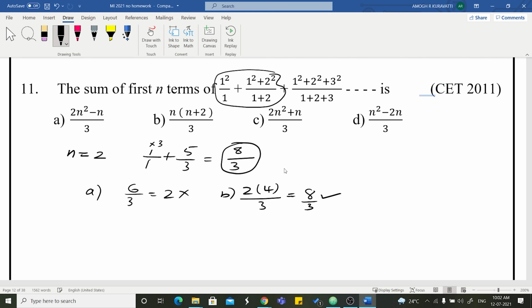Is this it? Look at option C. Option C, n is 2, 2 square 4, 2 2s are 4... 2 square 4, 2s are 8, 8 plus 2, 10 by 3. Wrong. Option D, put n is 2, 2 square 4 minus 2 into 2 is 4, 4 minus 4 is 0 by 3, 0. Wrong. So option B is the right option. Clear, students? Just put n value 1, n value 2, n value 3 like that.